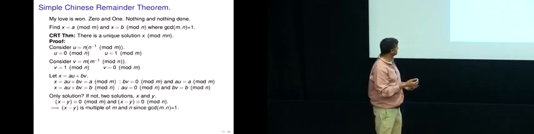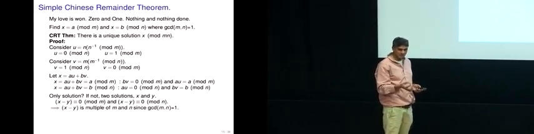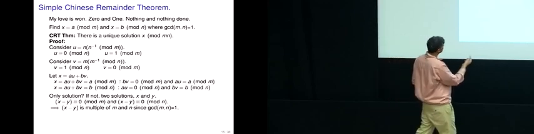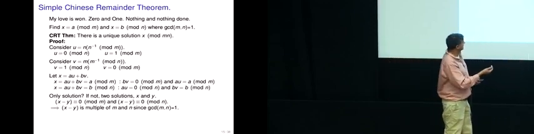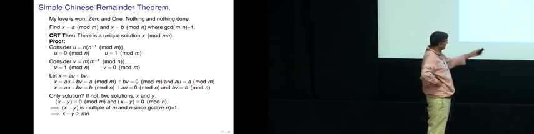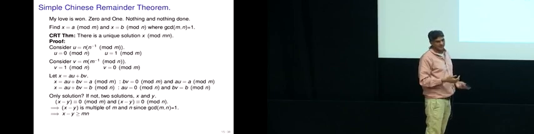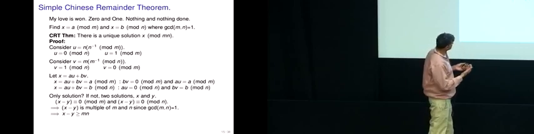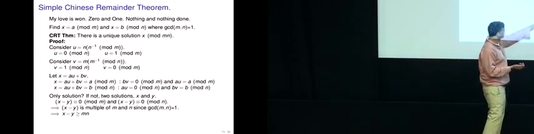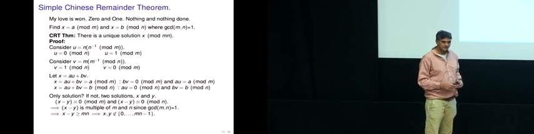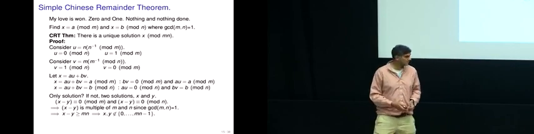It has to be a multiple of m and a multiple of n, right? Because it's 0 mod m, so it's a multiple of m. It's 0 mod n, so it's a multiple of n. Okay, so now x minus y is a multiple of both m and n. Now, these are relatively prime. So x minus y is either at least m times n, or it's 0. If it's 0, that means x and y are the same thing. But if they're two different solutions, the difference has to be at least m times n, which means that x and y are not in this range. Okay, so that's the CRT theorem.